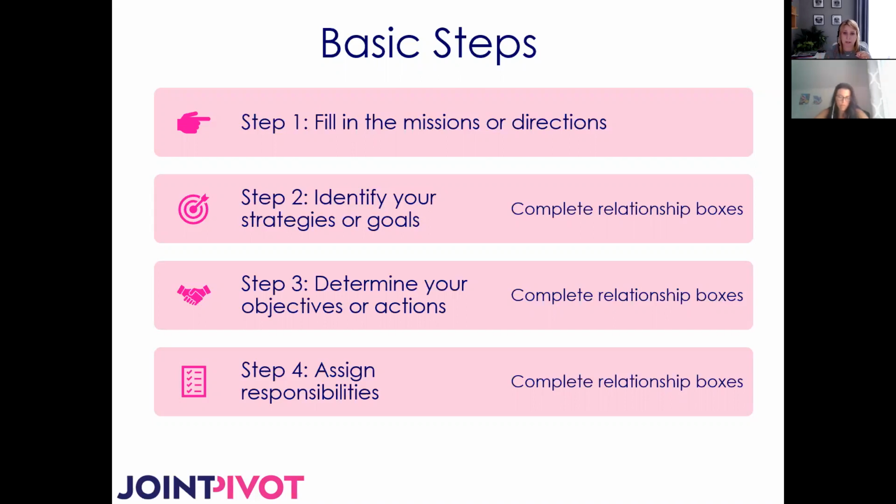Your third step then is to determine your objectives or your actions. And those are your 1 year items that you need to get done. And then complete those relationship boxes between your objectives and your strategies. And then the last step is to define the responsibilities: who is actually getting assigned to them, what teams are going to be working on them, and who is your executive sponsor. And then you'll fill in those same relationship boxes as well.